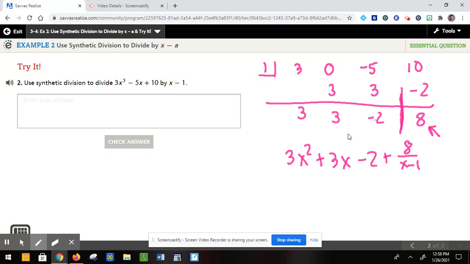All right. And then constant minus 2. Linear plus 3x. Quadratic positive 3x squared. So that would be your quotient: 3x squared plus 3x minus 2 plus 8 over x minus 1. Let's look at the next one.